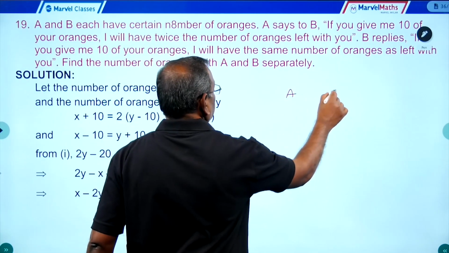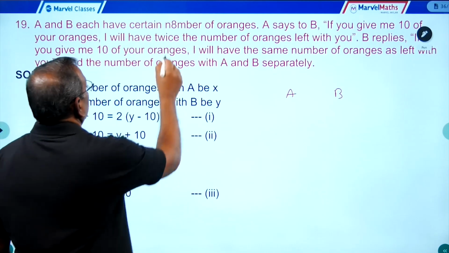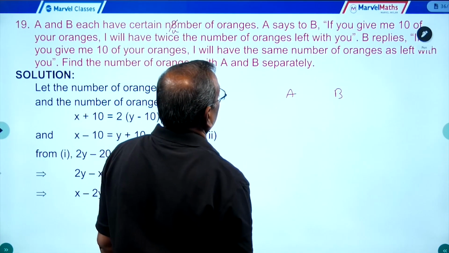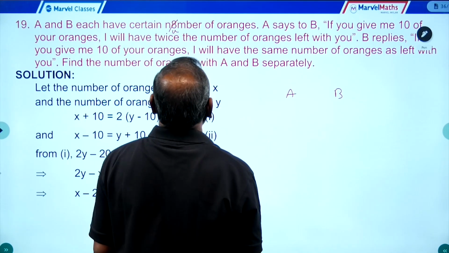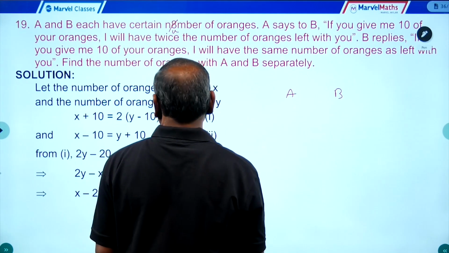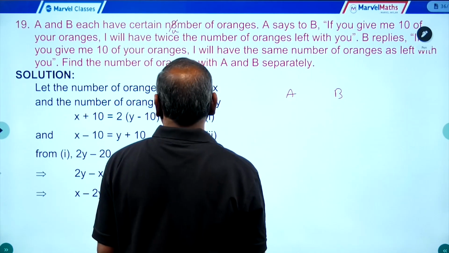A and B have a certain number of oranges. A says to B, if you give me 10 of your oranges, I will have twice the number of oranges left with you. B replies, if you give me 10 of your oranges, I will have the same number of oranges as left with you. Find the number of oranges.